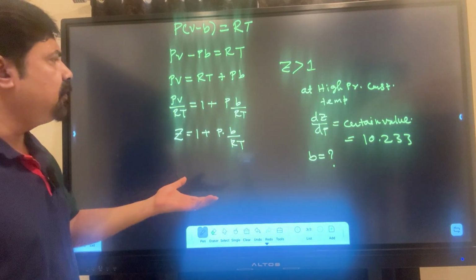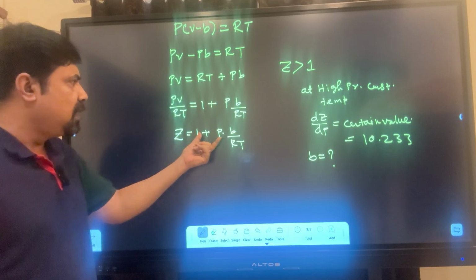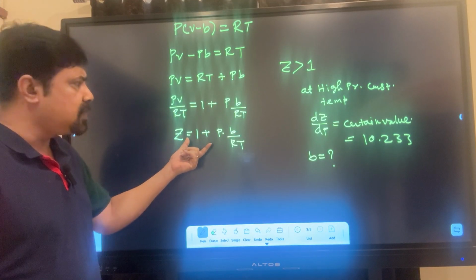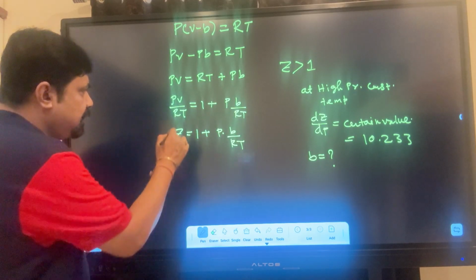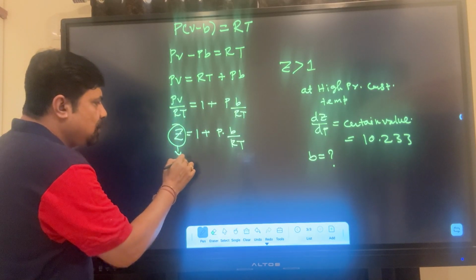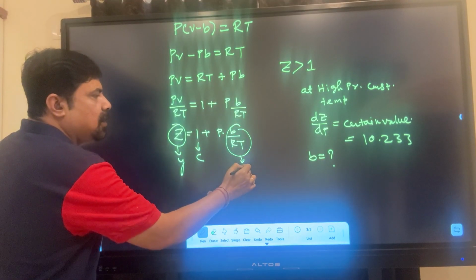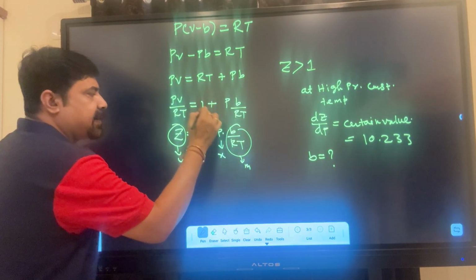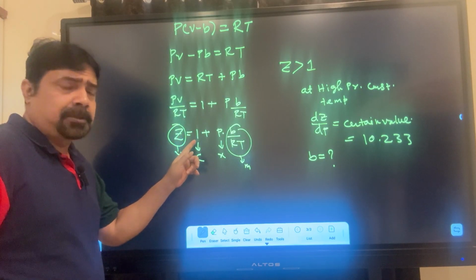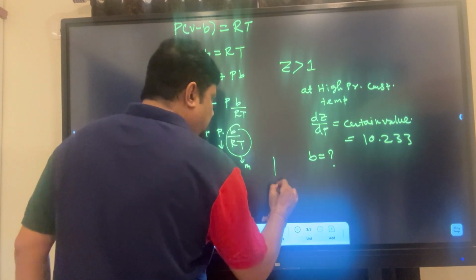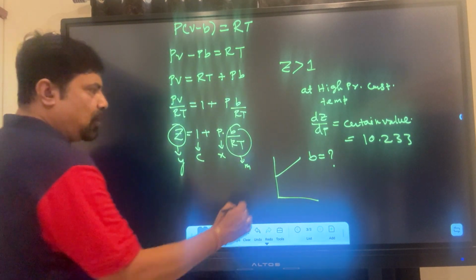Now if you look very carefully at the Z versus P plot, from this equation at high pressure and constant temperature, Z equals 1 plus P into b by RT. That means this is your y, this is your c, this b by RT part equals m, and this is your x. Y equals mx plus c, a straight line equation. The y intercept is positive and the slope is positive, so the nature of the plot will be like this. This is your intercept.